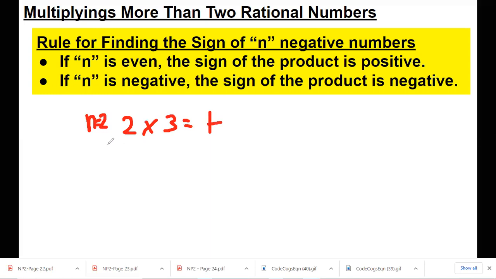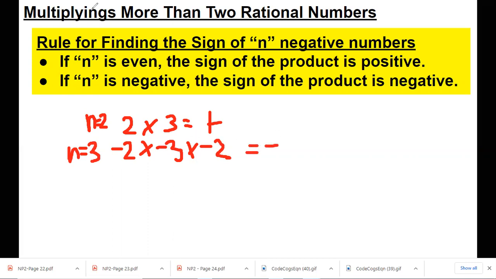If n is odd, the sign of the product is negative. So if we have negative 2 times negative 3 times 1 more, so this time n is equal to 3 negatives. So we have n equaling 3, this time 3 numbers. The answer is going to be: negative times negative is positive. Positive times negative will be a negative answer.